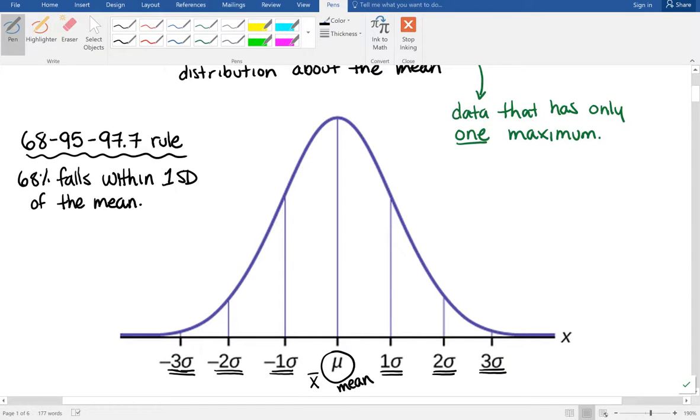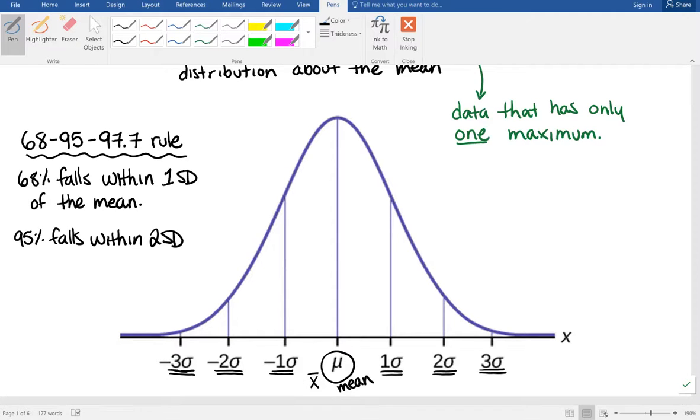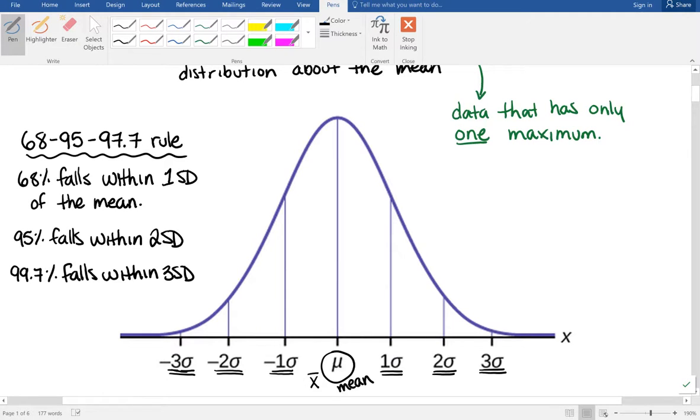So what we've noticed is that when we have data that can be represented by a bell curve or by a normal distribution, 68% of data falls within one standard deviation of the mean. What has also been noticed is that 95% of data falls within two standard deviations. And lastly, 99.7% of data falls within three standard deviations. Now let's see how this looks on a bell curve, and break this down a little bit more.